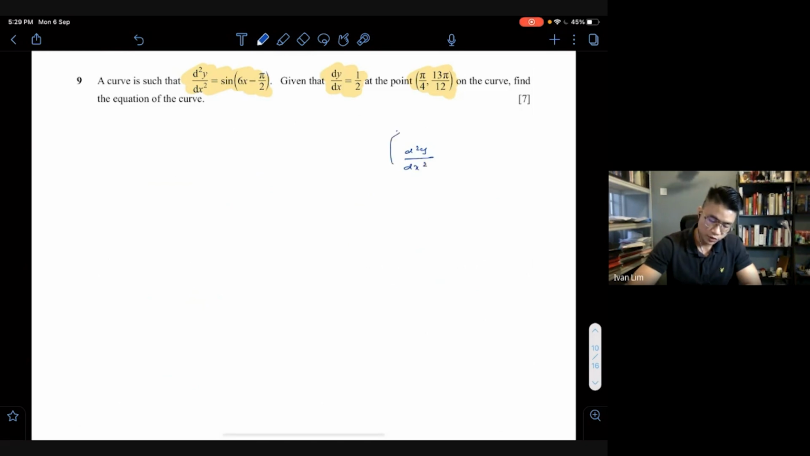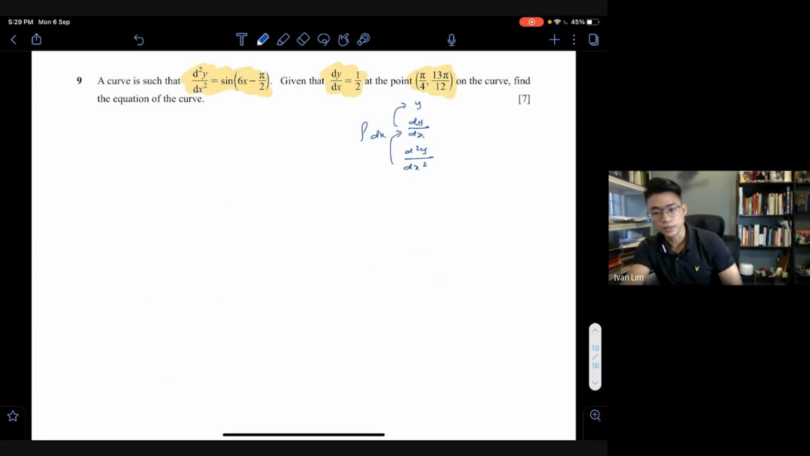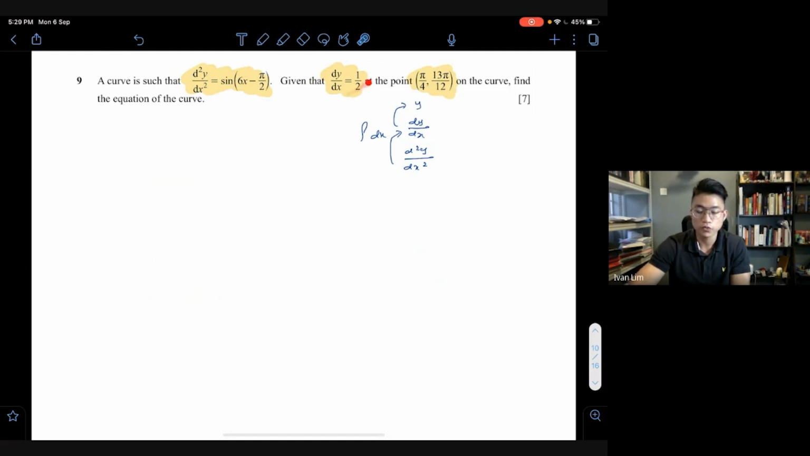So it means I go up, integrate to dy dx, then integrate to y. Okay, so this is integrating. Concept to remember, when I integrate, I will always get a plus constant, which is your plus c or plus d. So how do I find my plus c and plus d? We have to immediately know why they give us all this. Given that dy over dx at this point, x and y coordinate, we need to sub it in to find the value.